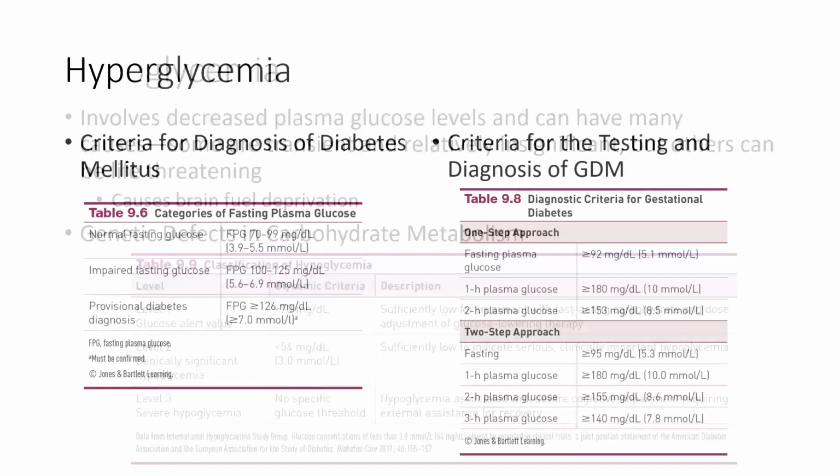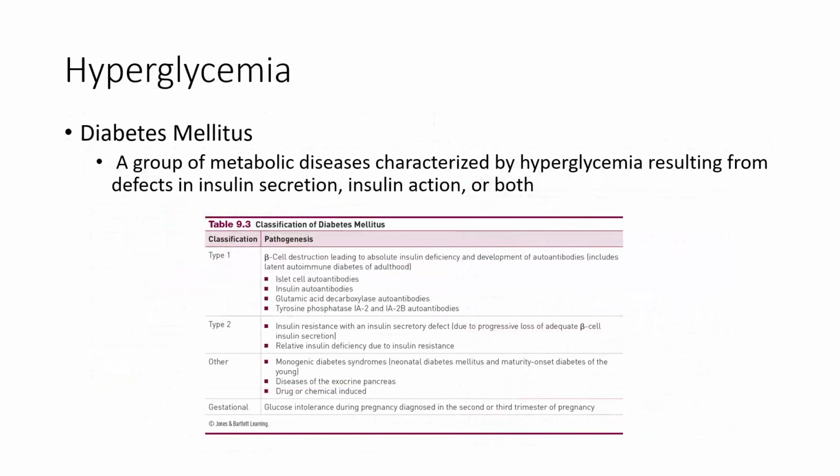If you go back to this table, gestational diabetes down here, if you miss this, glucose intolerance during pregnancy, and it's diagnosed in the second or third trimester of pregnancy. Gestational diabetes is typically temporary, so as soon as the pregnancy ends, the diabetes tends to go away. However, the diabetes can have lasting effects in the baby, so it's important to diagnose and monitor any type of gestational diabetes.